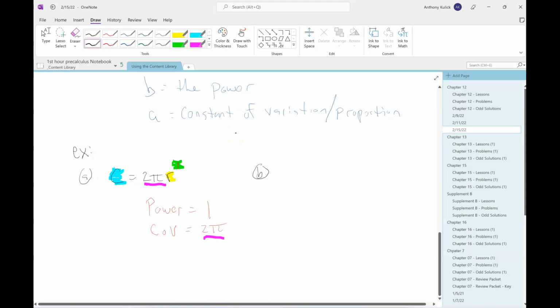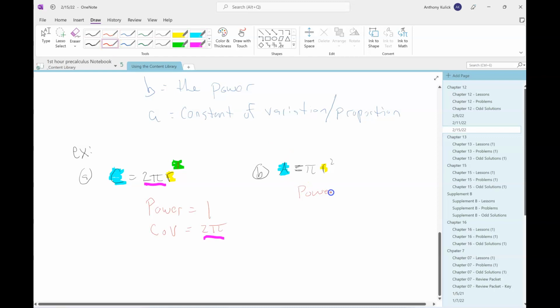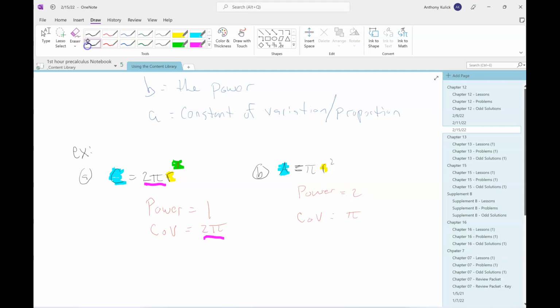So we also know that the area of a circle varies with the radius. So again, it's my independent variable and my dependent variable. What's the power for this one? 2. And what's the constant of variation? 1 pi. Yep. Or we just write pi. It's fine. 1 pi is not wrong.